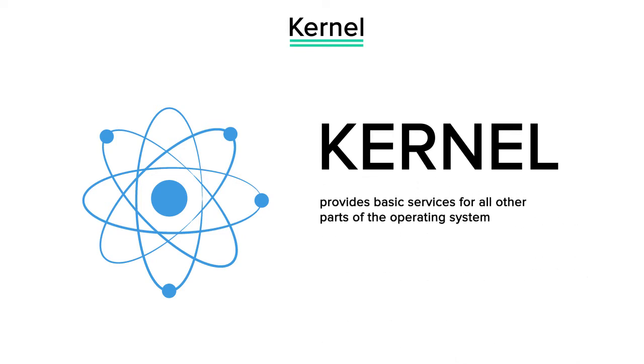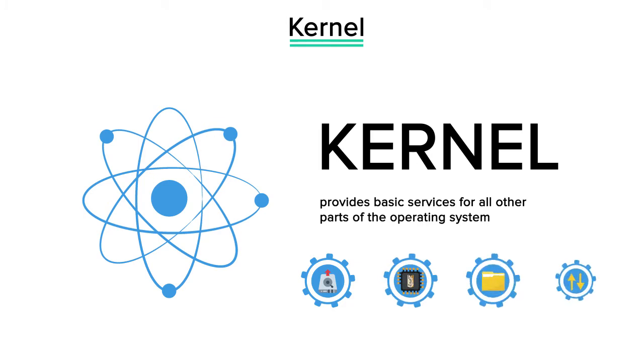The kernel provides basic services for all other parts of the operating system, typically including memory management, process management, file management, and I/O (input-output) management, that is, accessing the peripheral devices. These services are requested by other parts of the operating system or by application programs through a specific set of program interfaces referred to as system calls.